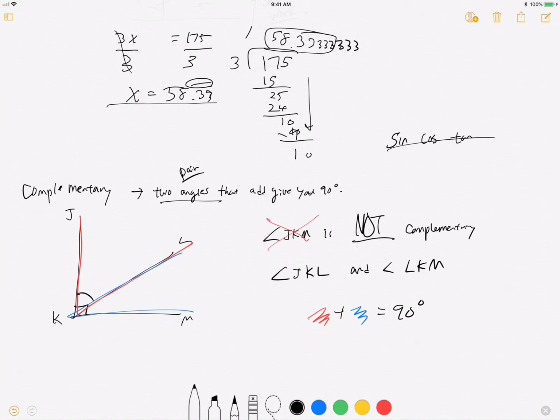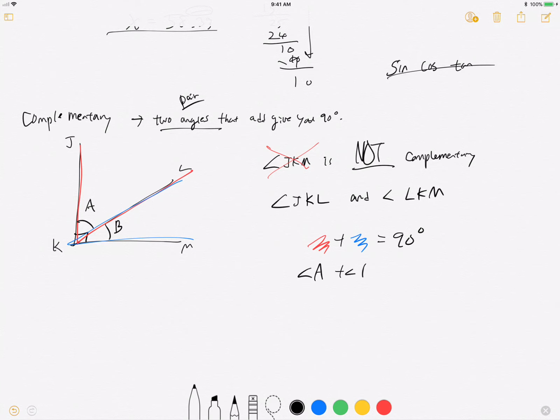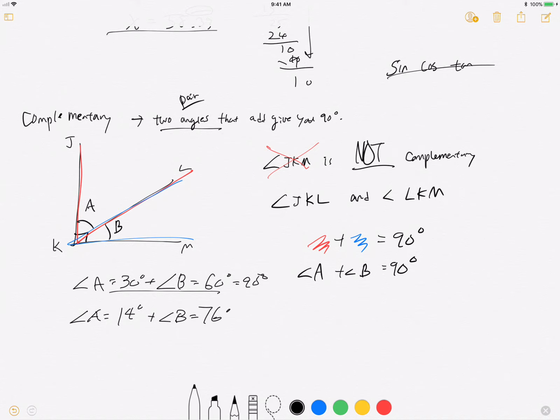So if I were to say that this angle was A and that this angle was B, then angle A plus angle B will give you 90 degrees, right? Now let's do a little math for this again. Let's say that I give you that angle A is equal to, I don't know, 30 degrees. Then angle B has to be 60 degrees because they need to add to give you 90. Let's just say that angle A was something like 14 degrees. That means that B has to be 76 degrees because 76 plus 14 gives you 90.